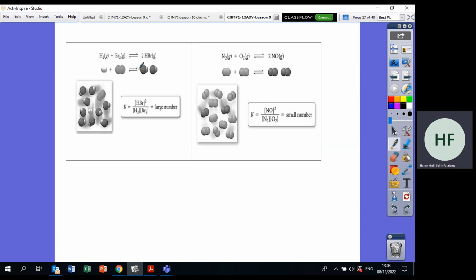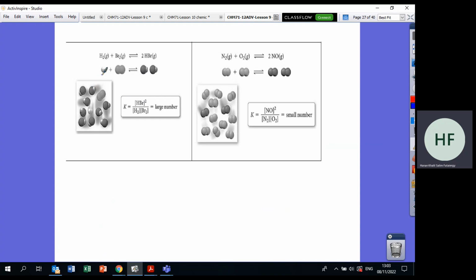Okay, now let's look here. Who is more in this question, reactants or products? Reactants are these two colors, and the product is this. Notice that we have 1, 2, 3, 4, 5, 6, 7, 8, 9 products, and this is 1 and this is 1. So who is more? Products are more than reactants. Here we expect K to be a large number. K should be more than 1.